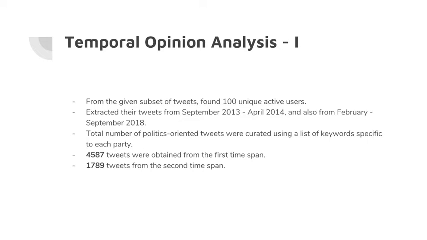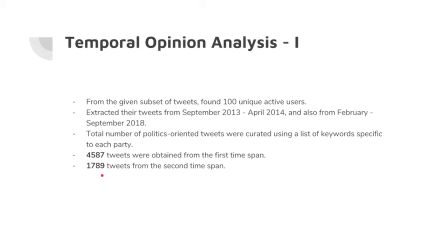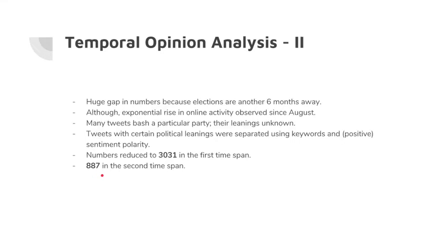So totally from the first time span, which is September 2013 to April 2014, we got around 4587 tweets, and from February to September 2018, we got 1789 tweets. The reason for this huge gap between 4587 and 1789 is mainly because of the time. The first initial set was collected within just 8 months prior to the general election 2014. So they had an 8-month window till the elections, and that is when they were collected. But now it is November of 2018. The elections are 6 months away, so people do not tweet about elections the way they did in 2014 during the election time.